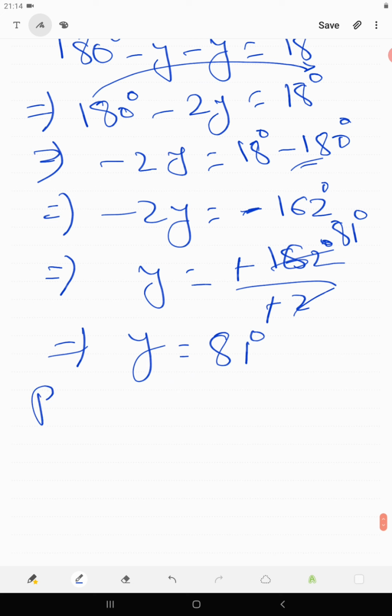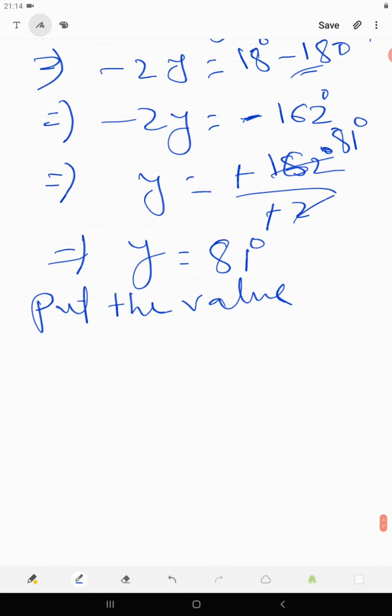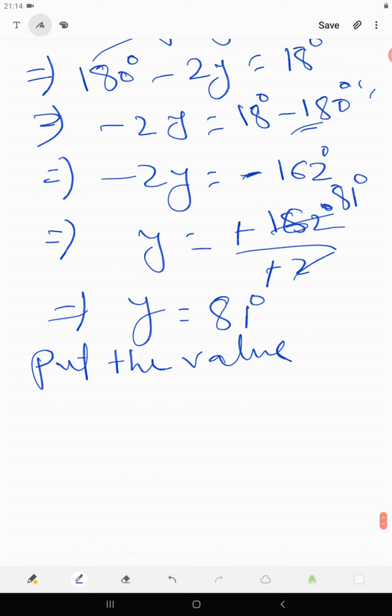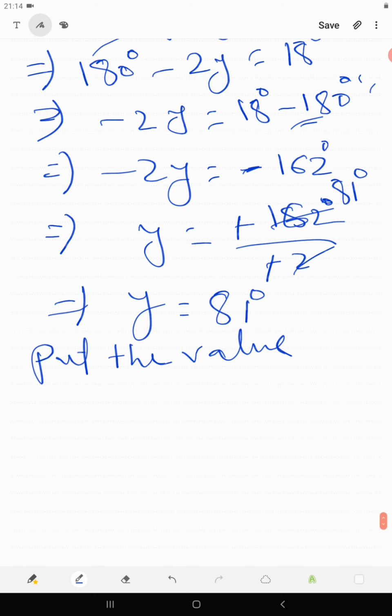Now put this value of y. In the middle, if you wish, you can leave out the degree sign, but in the end, please write degree. Here I wrote it everywhere. If you wish, you can neglect that and write it in the end only. There is no issue with that, but I will request you to please write it in the end at least. Okay, so y is 81.